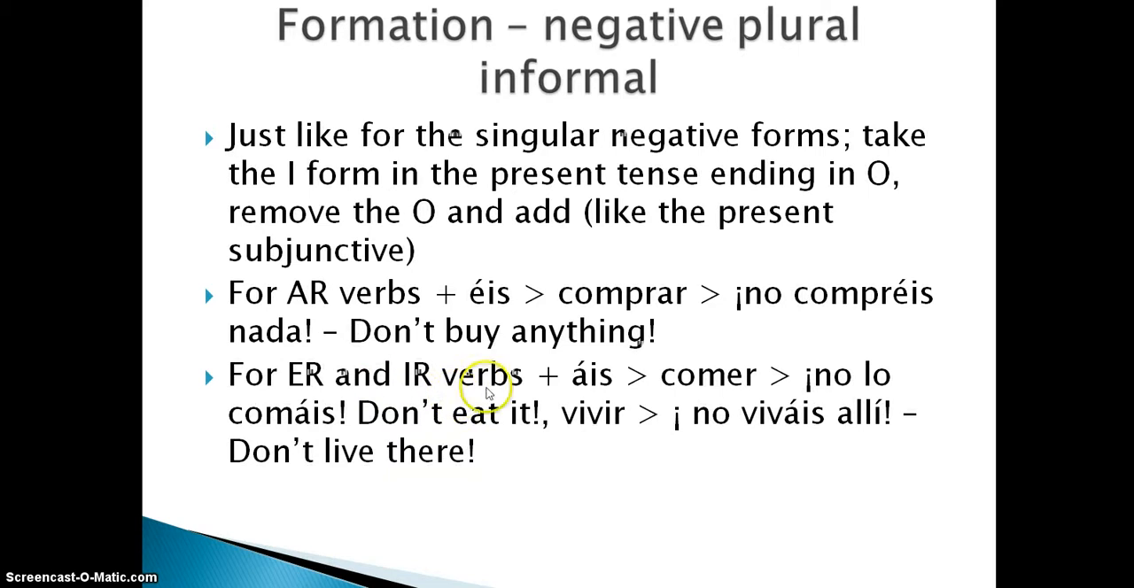And ER and IR verbs, again, take the ER and IR off, or if we're doing this rule up here, we take the O off in the present tense. And we add -áis on the end. So we've got comer. If we take the ER off, we put no lo comáis, don't eat it. Vivir, take the IR off and put -áis again. So no viváis allí, don't live there. Okay, so that's how you do the negative, plural, informal forms.